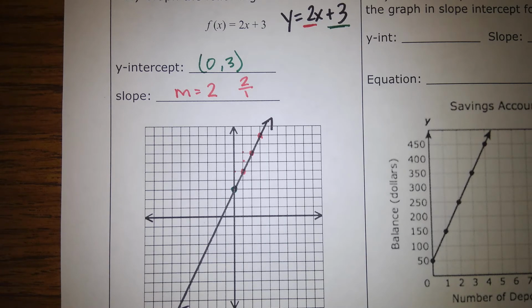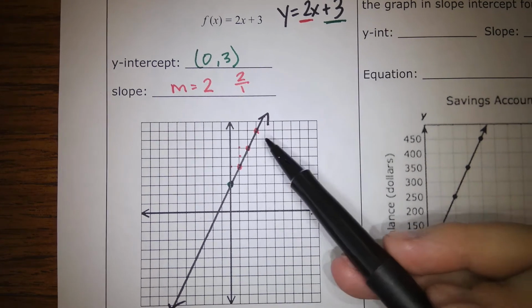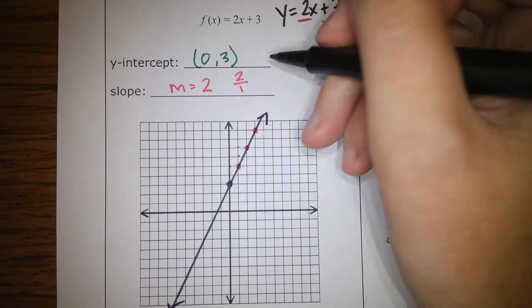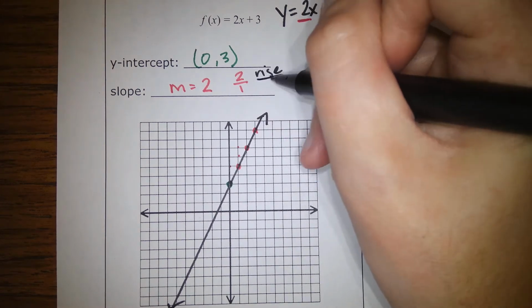All right. So once we have this, we see that that would be our line. So our slope was 2 over 1, which is rise over run.